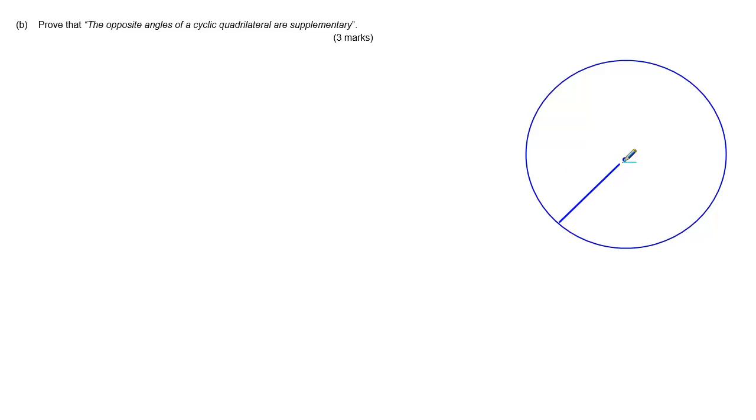We want to prove that the opposite angles of a cyclic quadrilateral are supplementary. Now, many of these proofs are based on the first theorem that we looked at in the course, which is the angle at center. So when we have a situation like this, if this angle is alpha, then this one is 2 alpha.